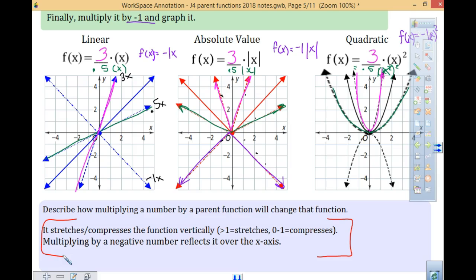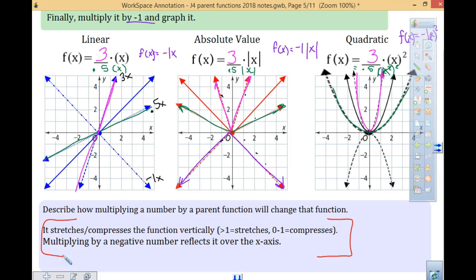Stretch, in their case, when they think of that stretch, they're thinking of it getting like a narrower one is what they want. It stretches it up more, and compressing it is like you're flattening it out. So that's how they're thinking about it. So that's our fractions and our decimals, and negative reflects it down.